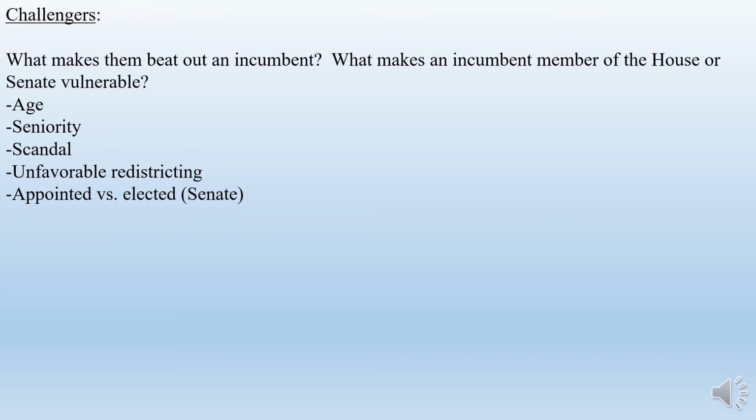Now let's look at challengers for a minute. Successful challengers who end up beating out an incumbent. We have to ask, what makes them beat out an incumbent? What makes an incumbent member of the House or the Senate vulnerable? Well, the first thing we look at is age.